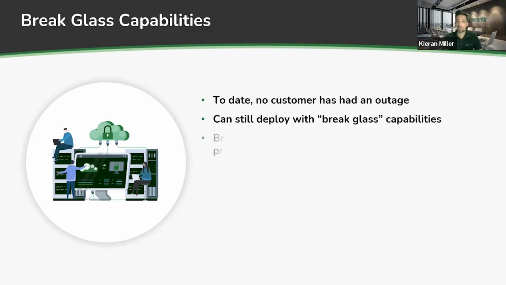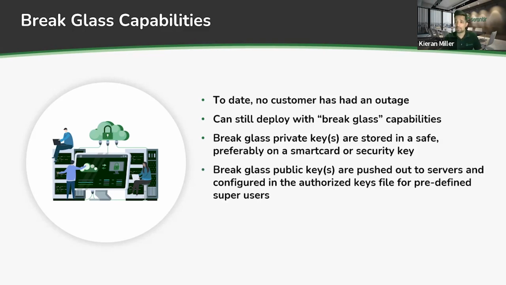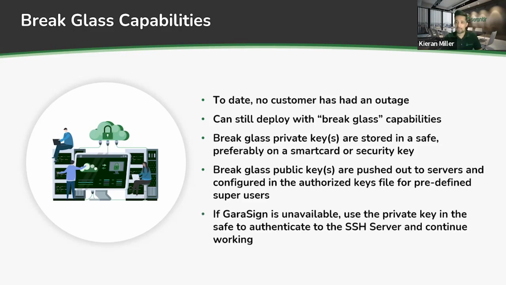And basically the way it works is you take these break glass private keys and you store them in a safe, preferably on a smart card or a YubiKey or something like that. And then you push out the public keys that correspond to those private keys out to your servers, and you configure them in the authorized keys file for predefined super users. And if you ever had a case where you were unable to access GaraSign, you could use the private key in the safe to authenticate to the SSH server and continue working. You would still have access.